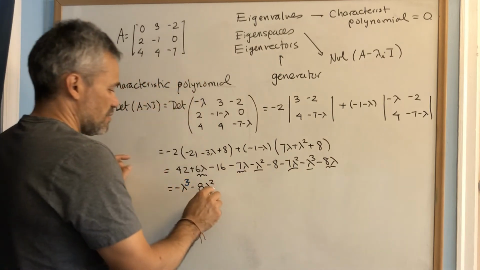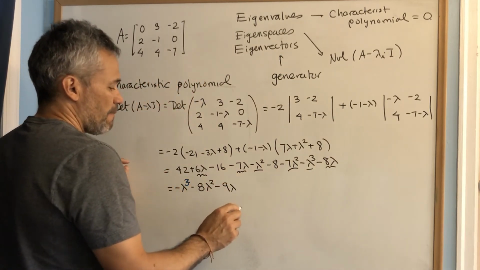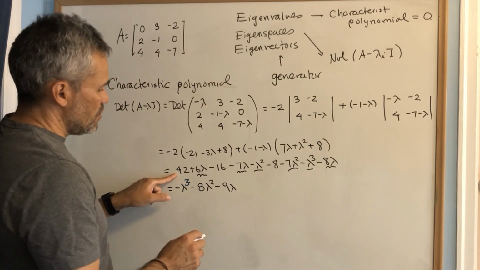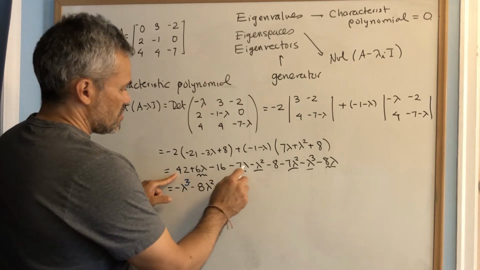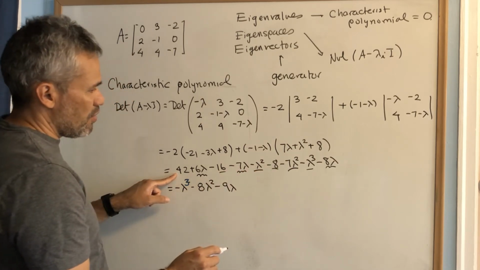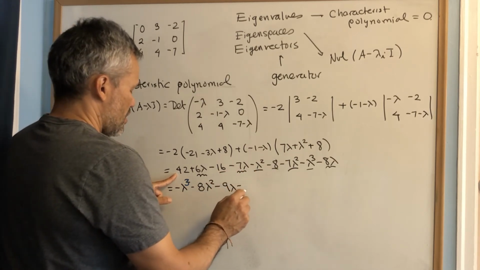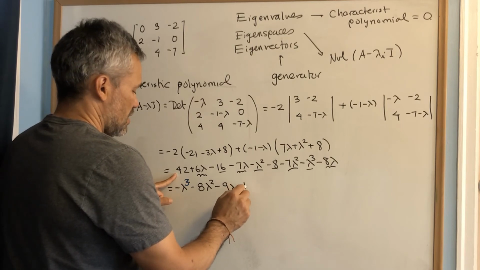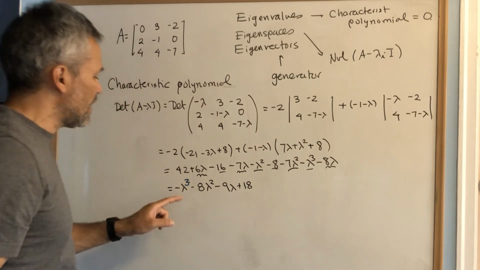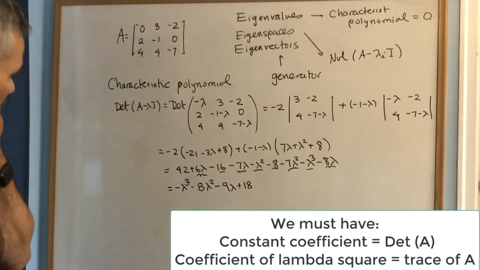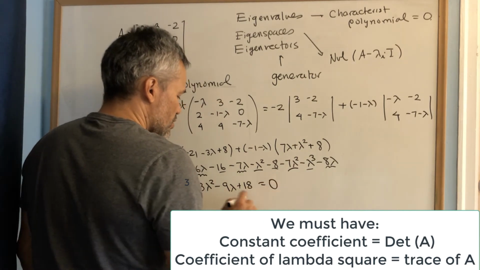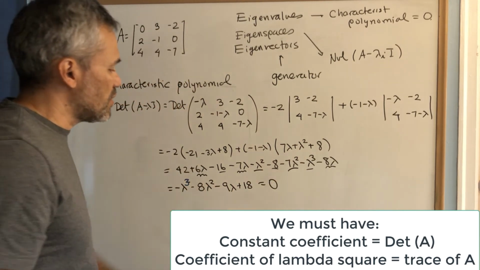Minus 8 is minus 9 lambda. And then the constant coefficient 42 minus 24 would be minus 18. Sorry, positive 18. Then this is the characteristic polynomial. And then we need to solve the equation characteristic polynomial equal to 0.